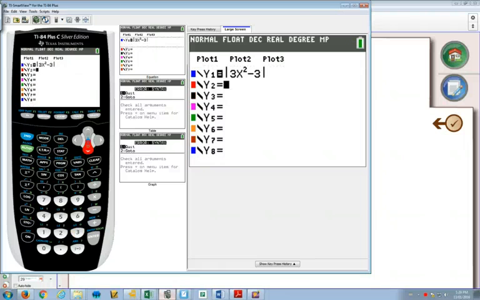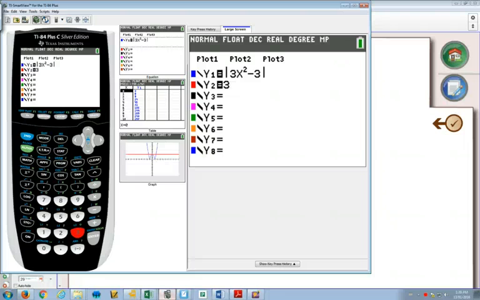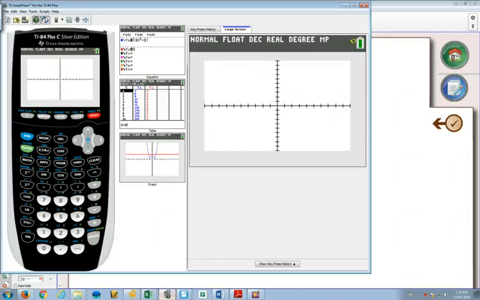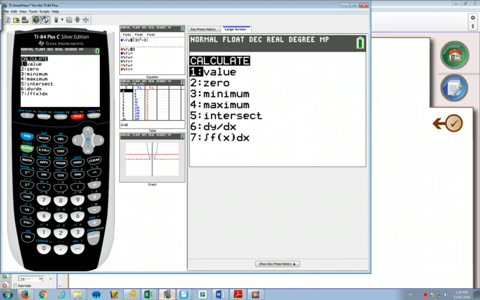And then in our second equation, we're just going to graph, we're concerned when it's equal to 3. What that's going to do is it's going to graph the absolute value of 3x squared minus 3, which is our W graph there. And then it's going to draw a horizontal line where y is equal to 3. In order to calculate where y is actually equal to 3, second trace, because above trace says calculate, we're going to find out number 5 where these intersect.